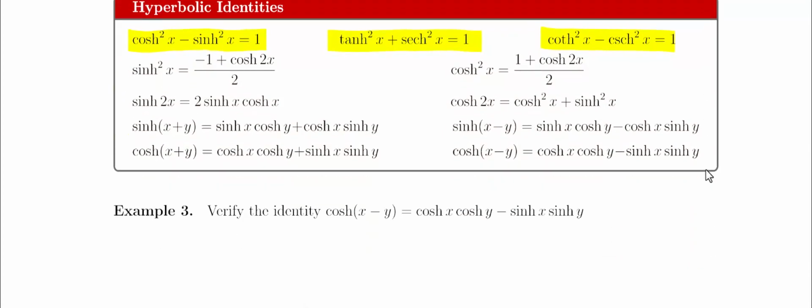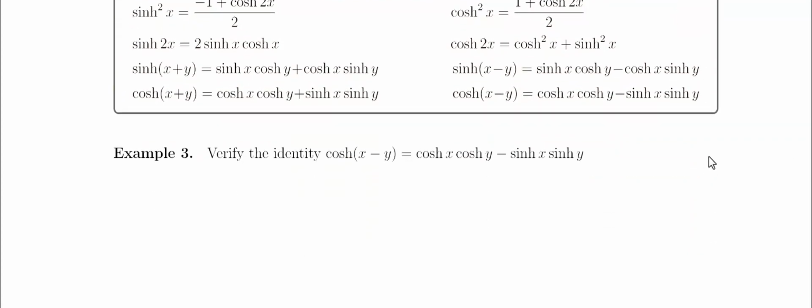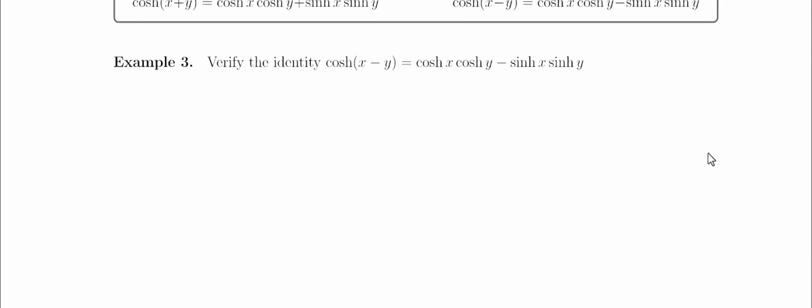Now let's get to practice with deriving or verifying some of these hyperbolic identities. And let's begin here with example 3, where we have the identity cosh of x minus y is equal to cosh of x times cosh of y minus sinh of x times sinh of y. So let's see if we can go ahead and verify this one.